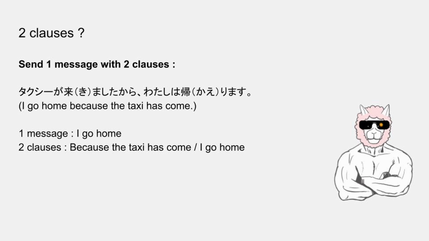Well, by the way, having said two sentences or phrases, in reality, they are too close. You can send one message using two clauses. For example, in a sentence, タクシーが来ましたから私は帰ります。There's a message, I'm going home, and two clauses, because the taxi came and I'm going home. Through these two clauses, we can send the main message, I'm going home.